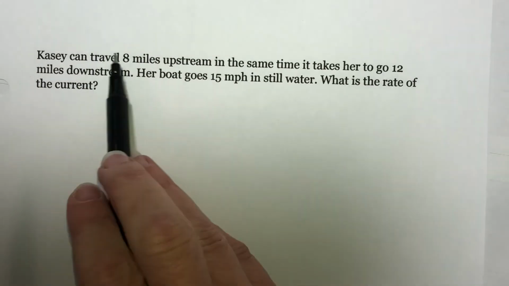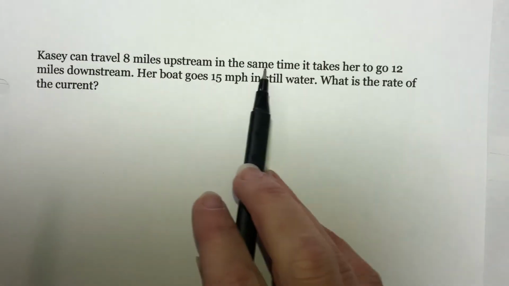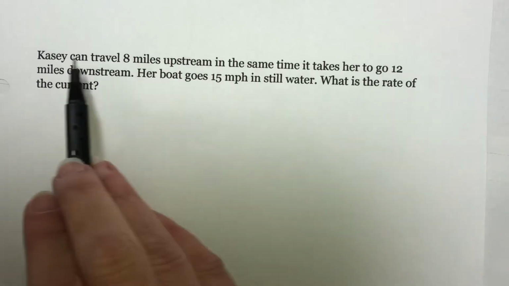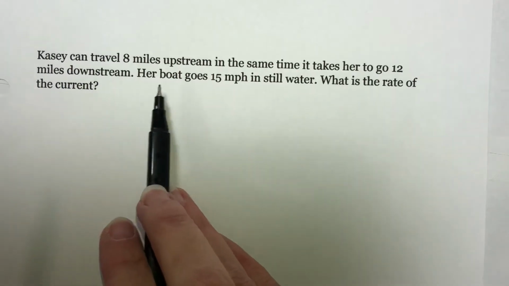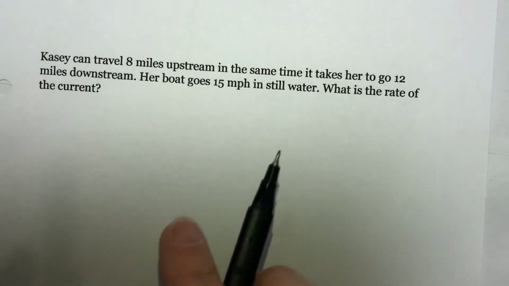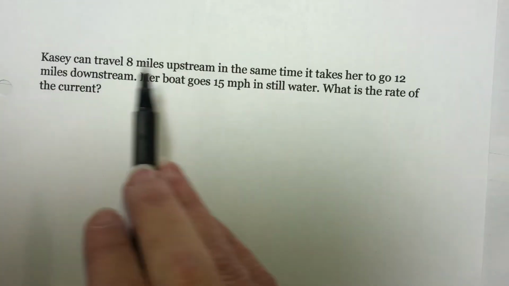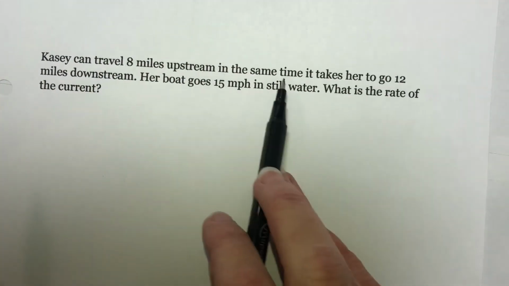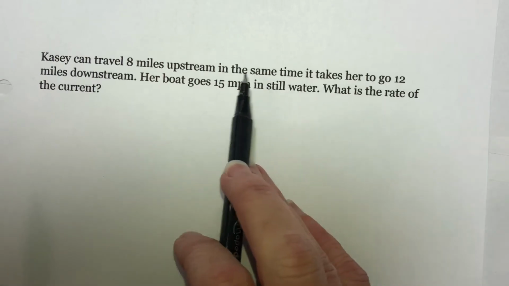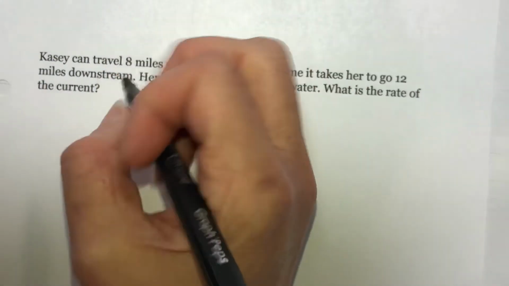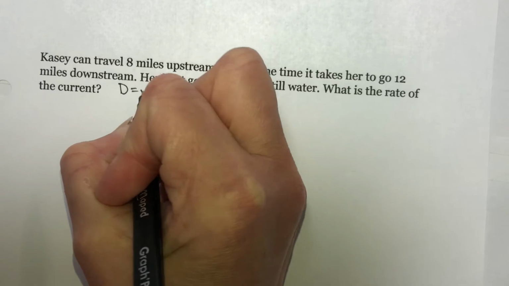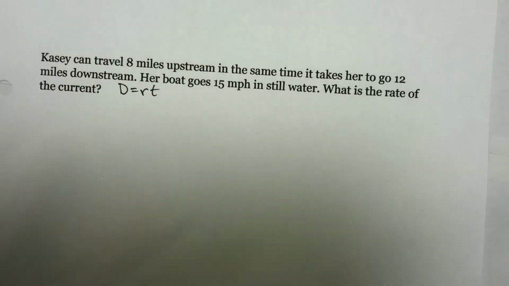Casey can travel 8 miles upstream in the same time it takes her to go 12 miles downstream. Her boat goes 15 miles per hour in still water. What is the rate of the current? Okay. What I see when I first read through this is I have a distance, I have a rate, and we're told it's the same amount of time. When I have those pieces, I know I'm probably using D equals RT. It's a distance problem. The distance is equal to the rate times the time.